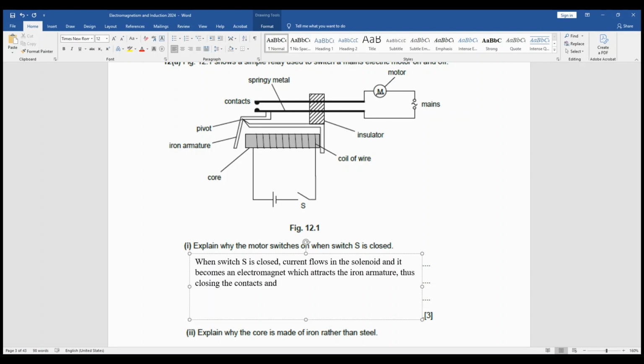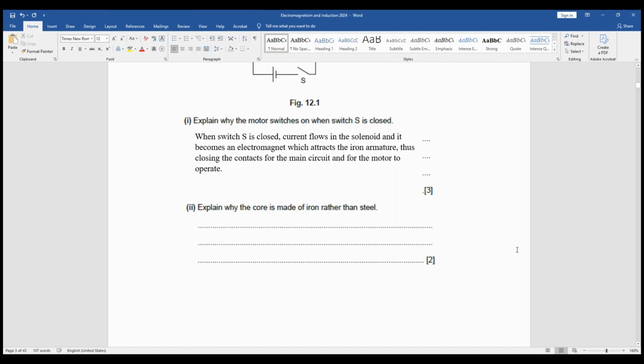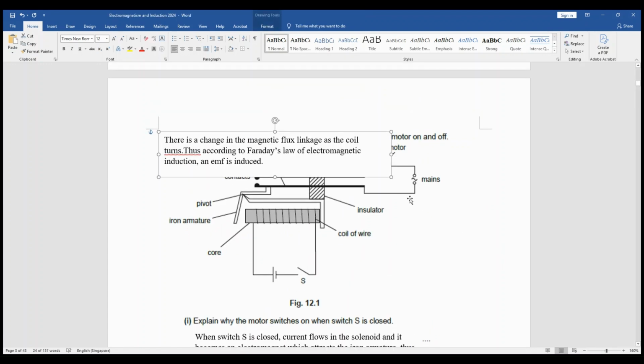Thus closing the contacts for the main circuit and for the motor to operate. Okay, that's why the motor switches on. Finished, done. 3 marks.